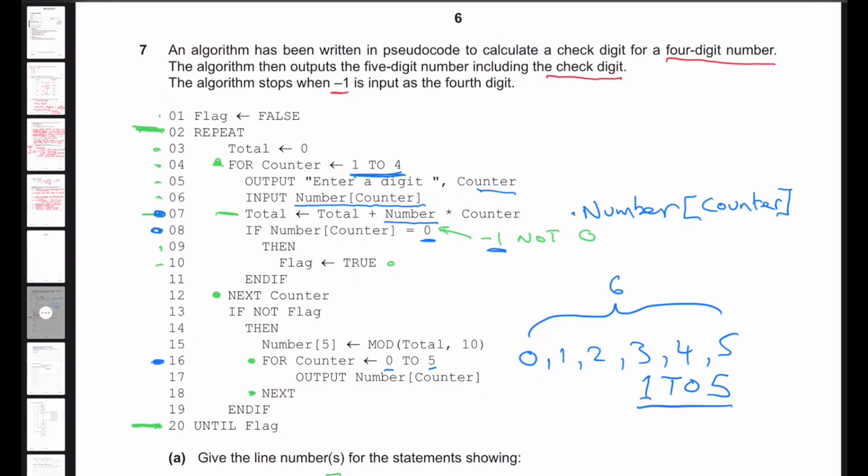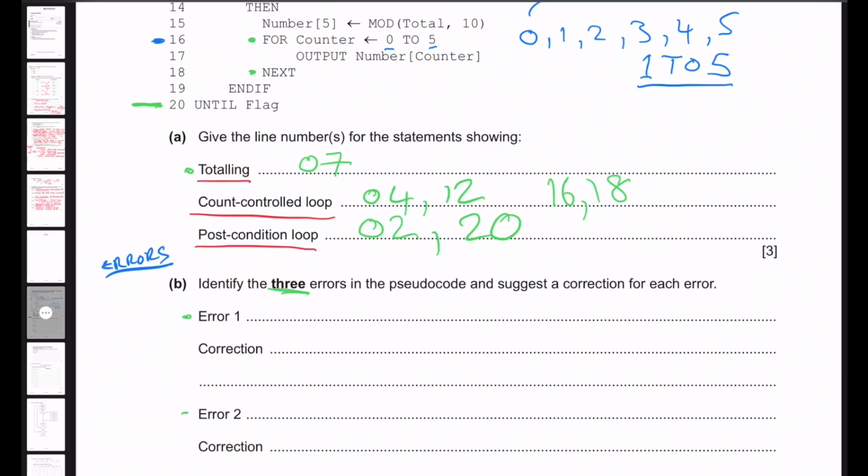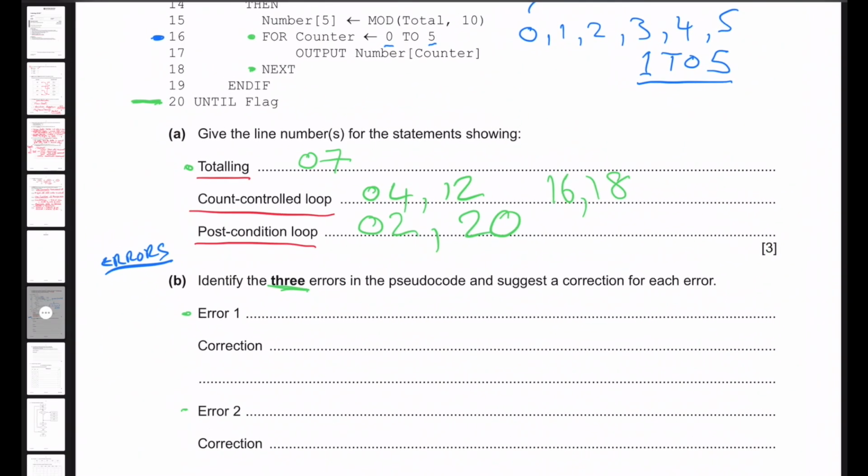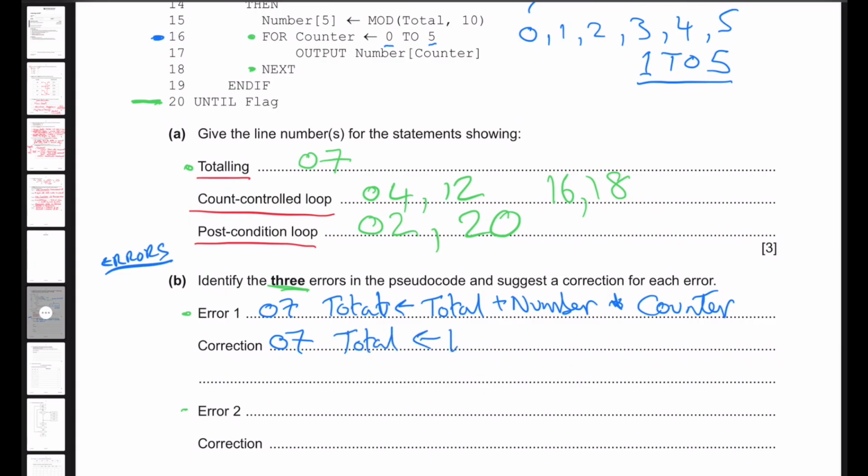So that's basically it. Let's try and remember what we've written. I can just try and do this in order. The error was line 7, where total has been assigned the value total plus number times counter. That's probably the hardest one. Line 7 should be total assigned the value total plus number, because it's already in the code, counter, times counter.